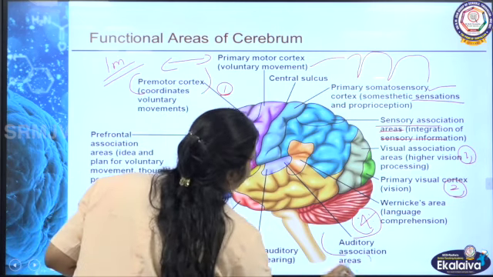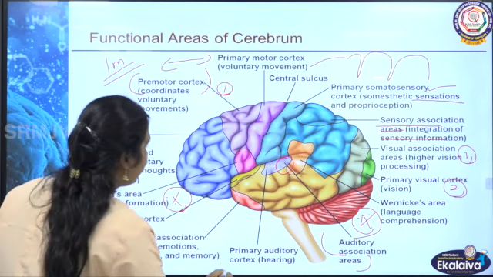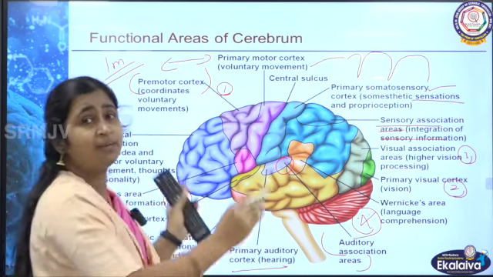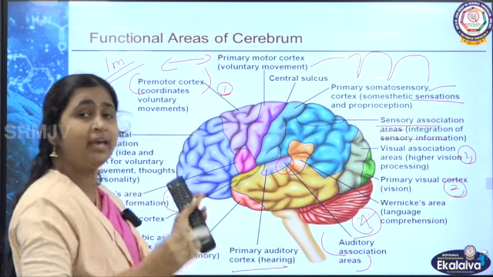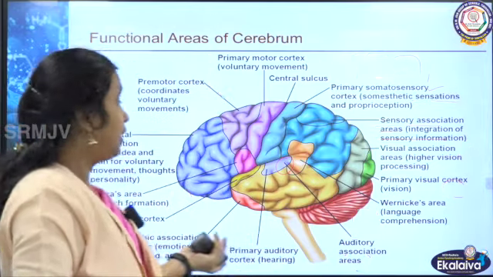Auditory association area. So this is the area for listening. Then primary auditory cortex, another hearing area. So here these are the different types of association areas in the cerebrum. So that's the major part of the brain, the cerebrum.